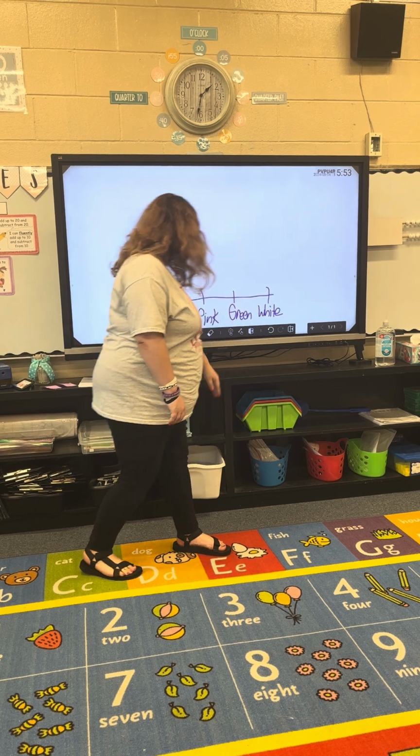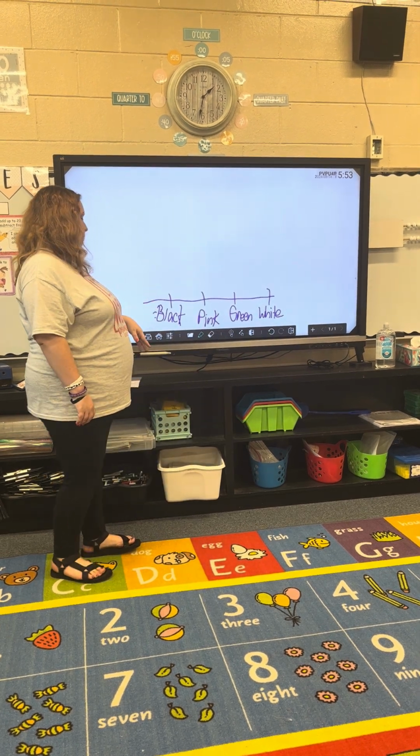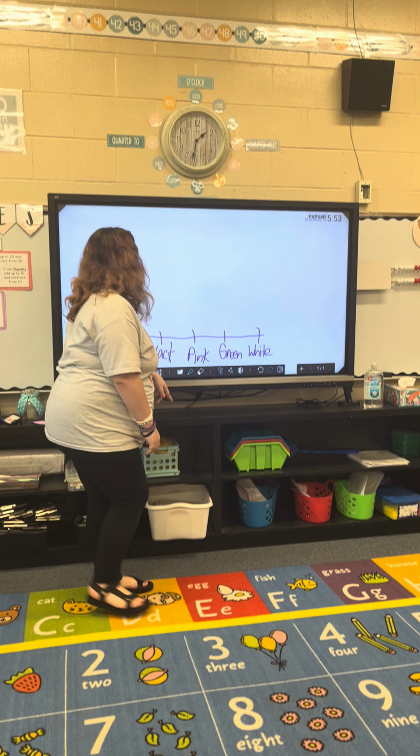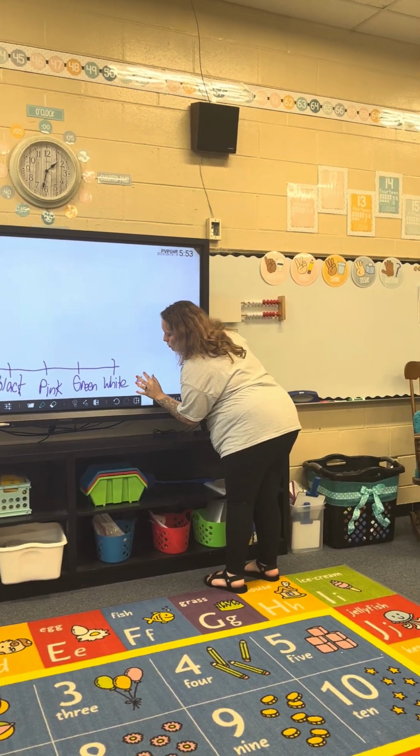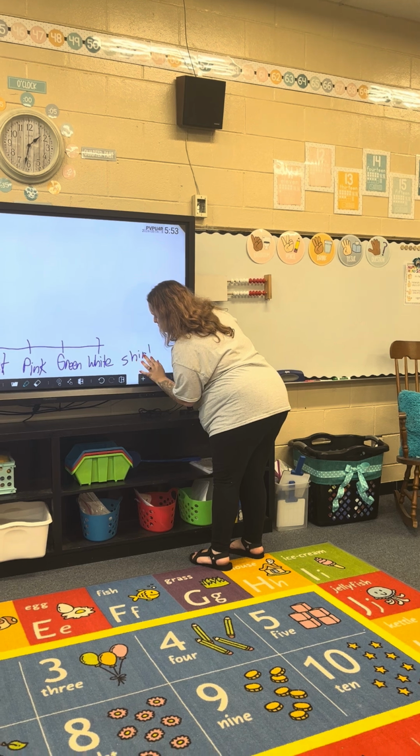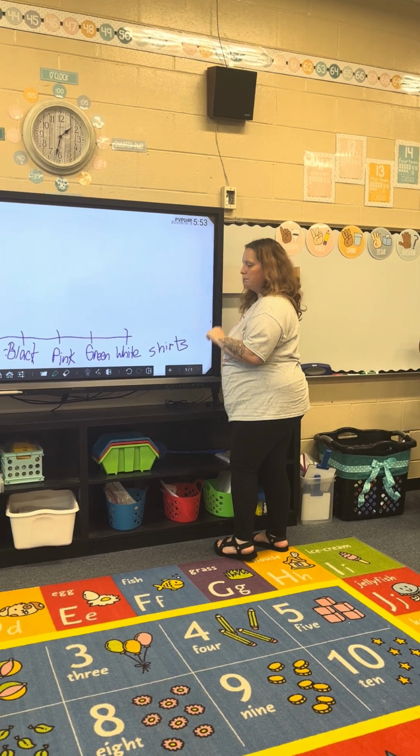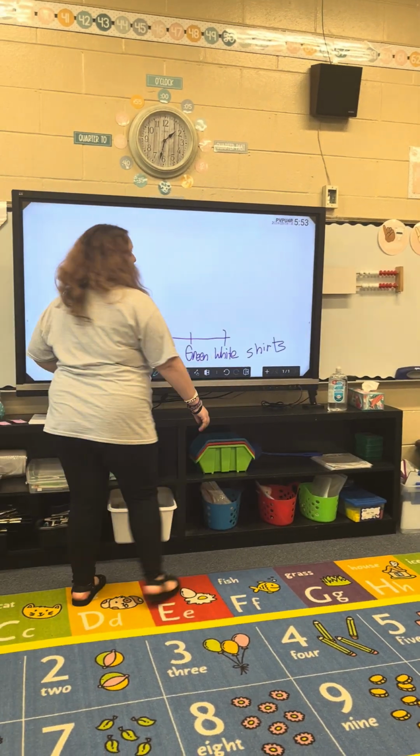All right, so these are our colors: black, pink, green, and white. And we're gonna put shirt over here so we know what we're talking about. Okay. All right, now we gotta do our numbers.